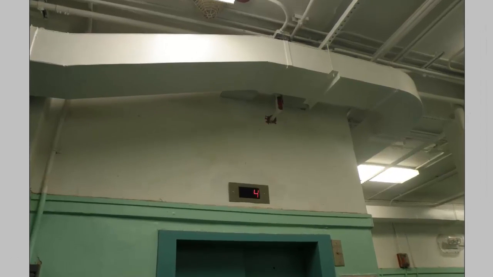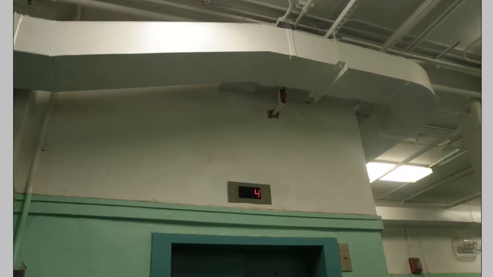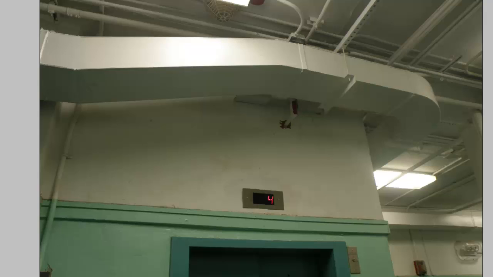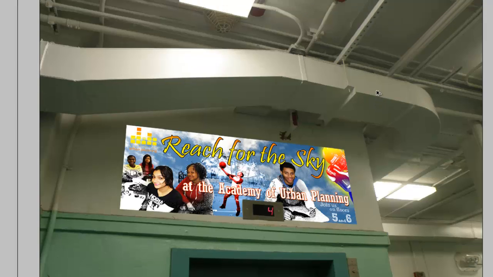Part of our job as graphic designers is to make the ugly, or even just the mundane, beautiful. So here we're looking at a void of wall space above the elevator on the first floor by the gymnasium. And we want to do two things. We want to bring a little beauty into this bleak area of our school, along with informing people and inspiring people with the amazing things we're doing at the Academy of Urban Planning. And to do that, we're going to create a banner that looks a little something like this.